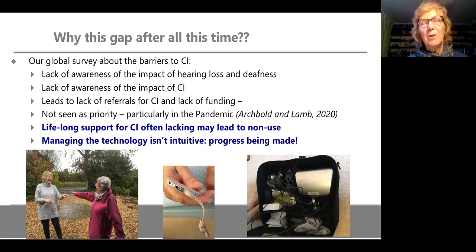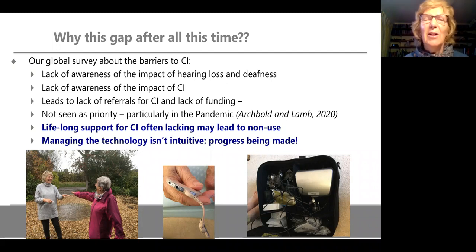We've produced accessible materials called Spend to Save. If we spend money on managing hearing loss well, then actually we can change lives and save society money. But again, when we did our survey, our review of families and users, one topic that came up again was that rehabilitation and lifelong support for cochlear implants can often be lacking and may, in extreme cases, even lead to non-use of implants, as it can for hearing aids, and certainly to the lack of potential benefit.